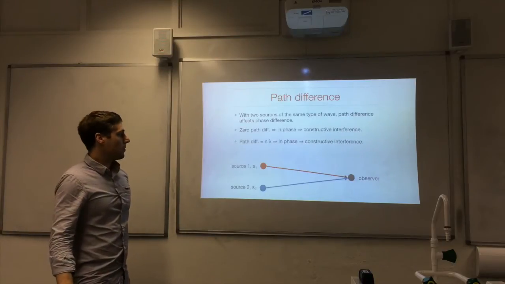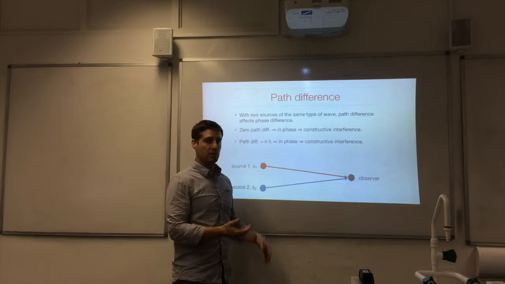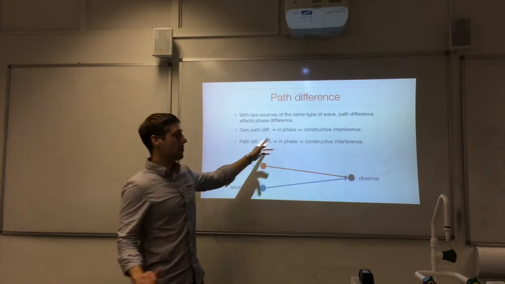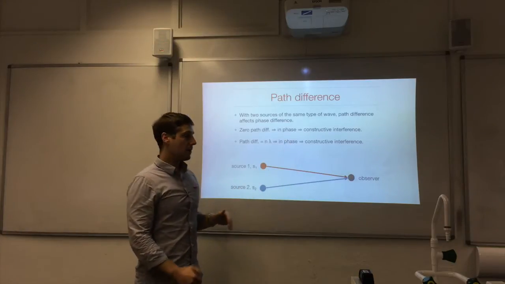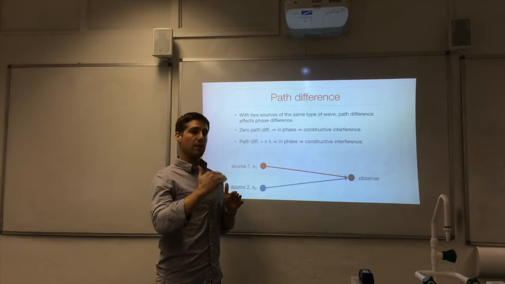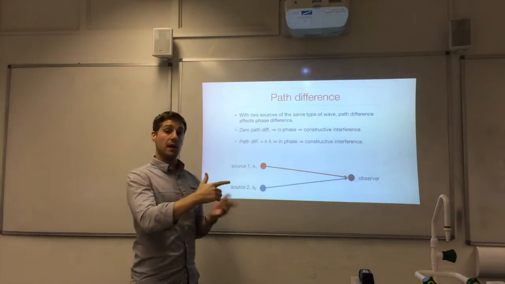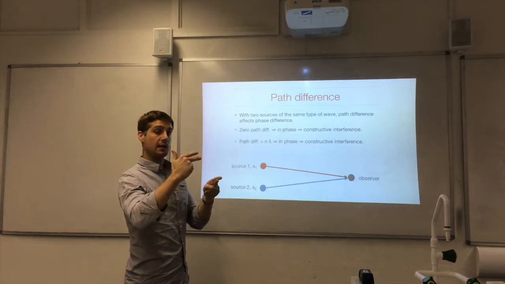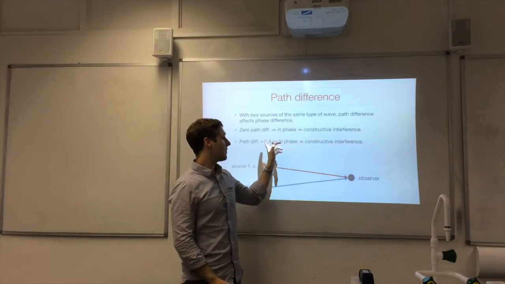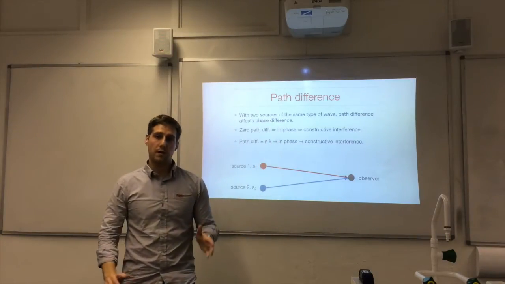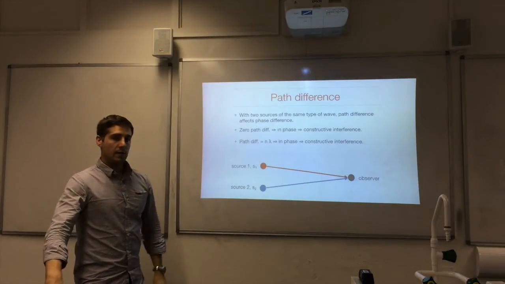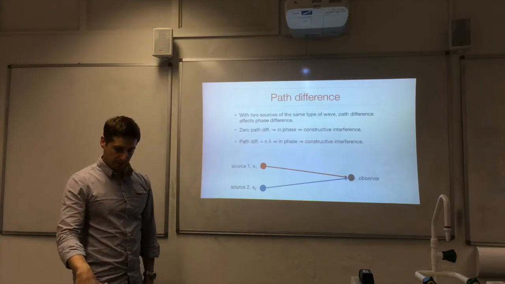Now if you find other points where the path difference is equal to some integer multiplied by the wavelength, then they'll also be in phase at those points as well. So if one wave has had to travel an extra wavelength's worth of distance than the other wave, then it's still restarting its cycle, as it were, so they're both doing exactly the same thing at the same time. So wherever you have the path difference equal to a whole number of wavelengths further than the other, then you get the waves in phase and constructive interference.